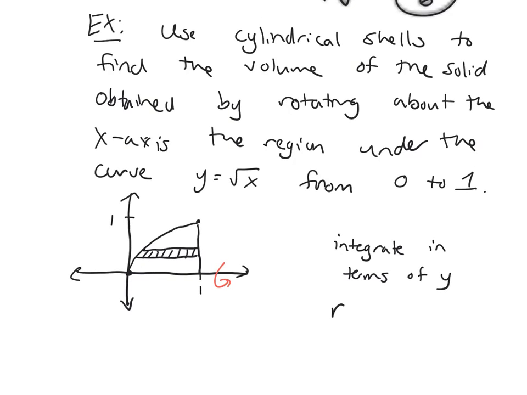So let's find our radius here. Now you might need to turn your head to think about this. The radius is the distance from my strip to my rotation line. So the radius in this picture is going to be that blue distance right there. This guy here. And that's just y. And I'm integrating in terms of y, so I can leave it just y.